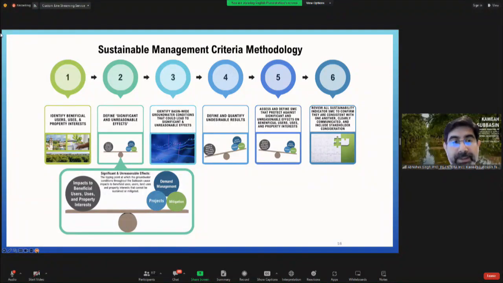It's important to note that all our sustainable management criteria are internally consistent. For example, the water level minimum thresholds and measurable objectives speak to the subsidence minimum thresholds and measurable objectives. Next slide.